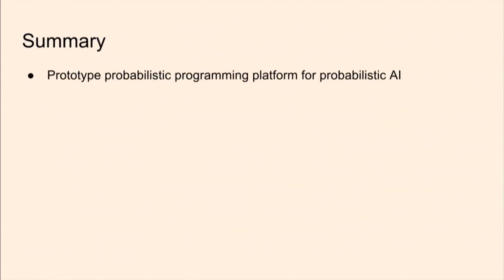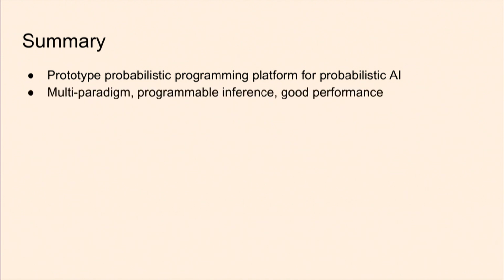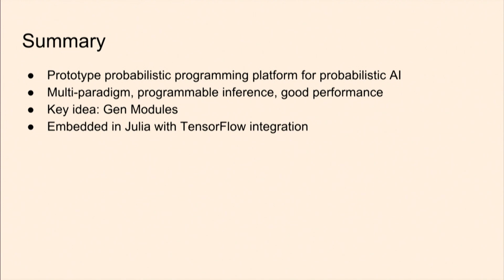Okay, so I introduced Gen, which is a probabilistic programming system. It's still a prototype. There's not even a README on the GitHub repository, but that will change soon. We aimed for a multi-paradigm and programmable system that had good performance. One of the key ideas was the Gen module idea. At the implementation level, we chose to embed this in Julia, and we included TensorFlow integration. So that's it. Thanks.